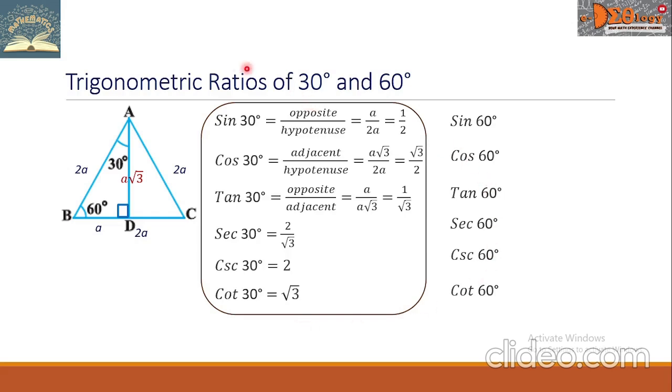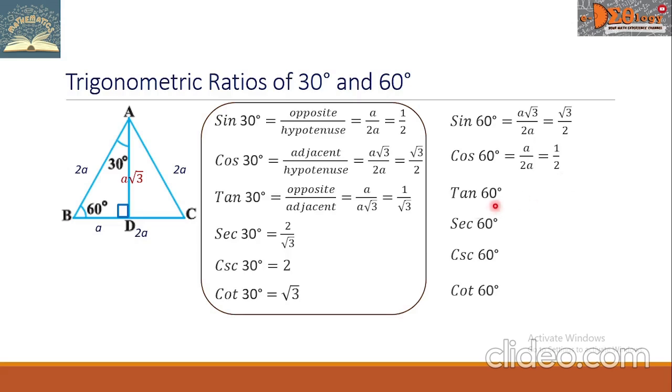Now let's have the trigonometric ratios of 60 degrees. Let's begin with sine 60 degrees. In our figure, the 60 degrees is here. So for sine 60 degrees, that is A square root of 3 over 2A. When we simplify by canceling the A, we have square root of 3 over 2. Next, cosine 60 degrees. This is adjacent over hypotenuse. So we write A over 2A, that we simplify as 1 over 2.